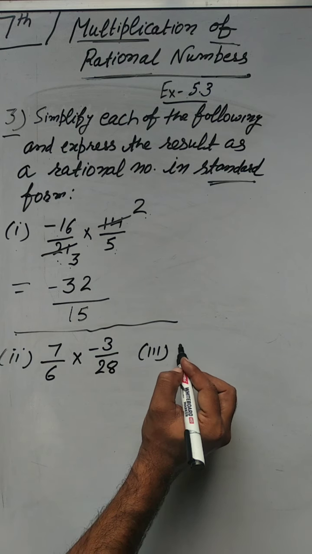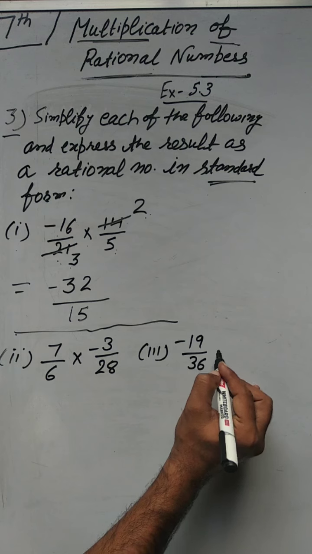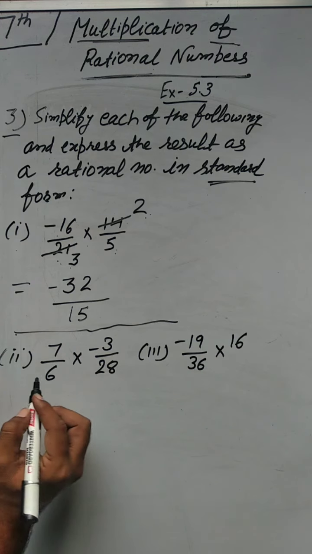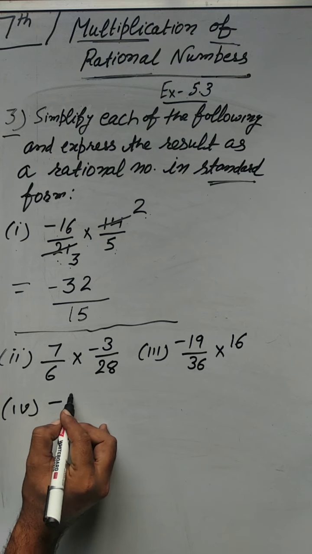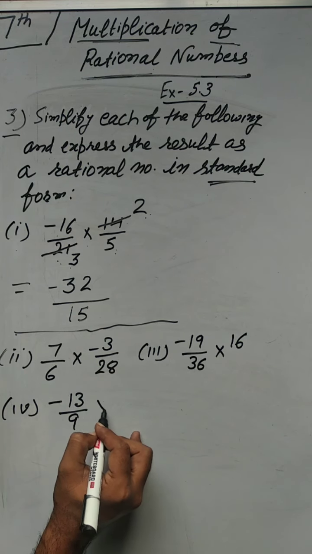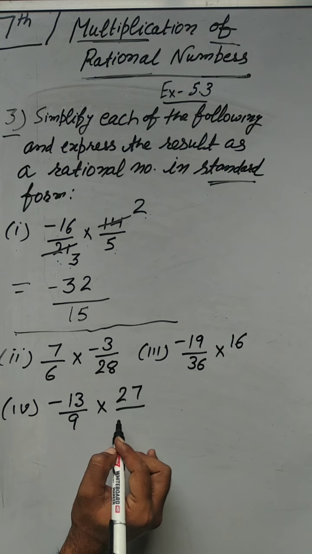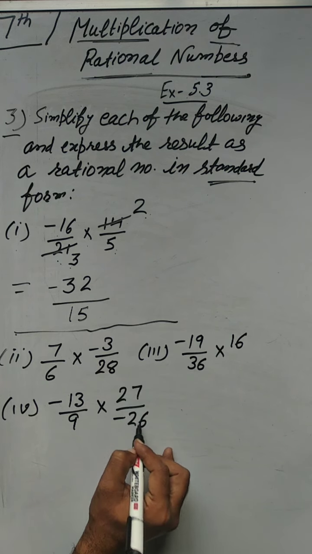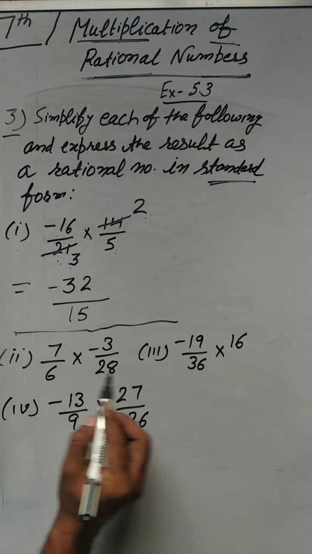Third part: minus 19 upon 36 multiply 16. And fourth part: minus 13 upon 9 multiply 27 upon minus 26. Understood, beta? Similarly you will proceed and solve these parts.